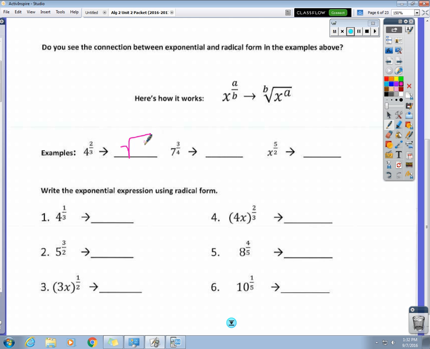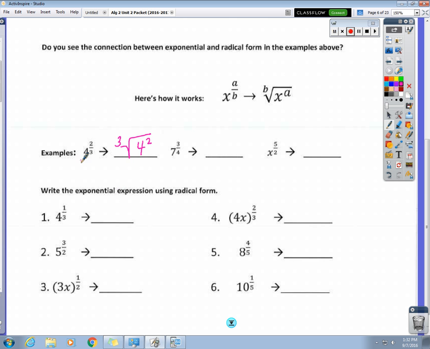What number is going up under the radical? 4. And what will it be raised to? 2. The 2nd power. And then the denominator, the number in b place, is always your root. So this is the cube root. Now, say you've rearranged it and you're not sure you did it right. How could you check it to see if you did it right?